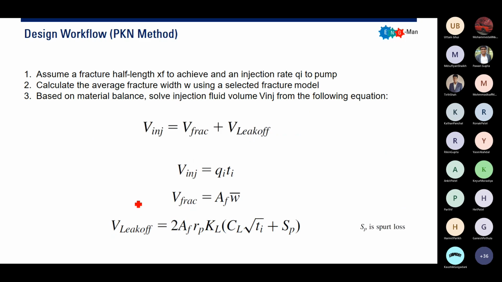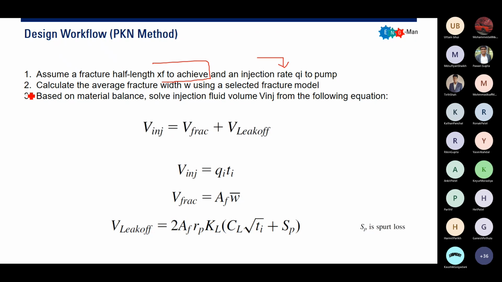We are talking about PKN because it's quite easy. Let's talk about how to design a fracturing using this PKN method. First, we will assume a fracture half length. So we assume XF. Okay, we assume we target the XF to achieve an injection rate QI to pump. So we assume XF and we assume injection rate. Okay, it is targeted from the beginning. All right, and then from that, we calculate the average fracture width. Okay, now width is calculated using the selected fracturing model, which is PKN.